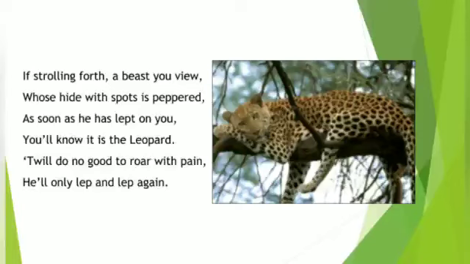In the stanza, the poet tells us that if you are casually walking in a jungle and you meet an animal who has a skin with spots on it, and this animal leaps on you, and when you roar in pain, it will not stop. It goes on jumping on you. So you can be sure that it is the leopard.